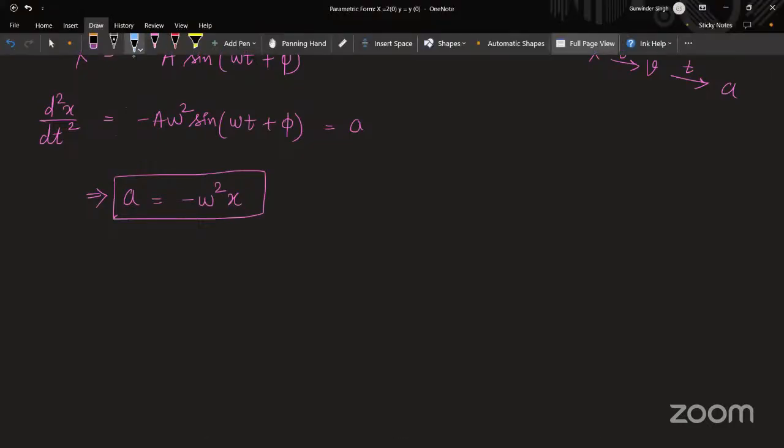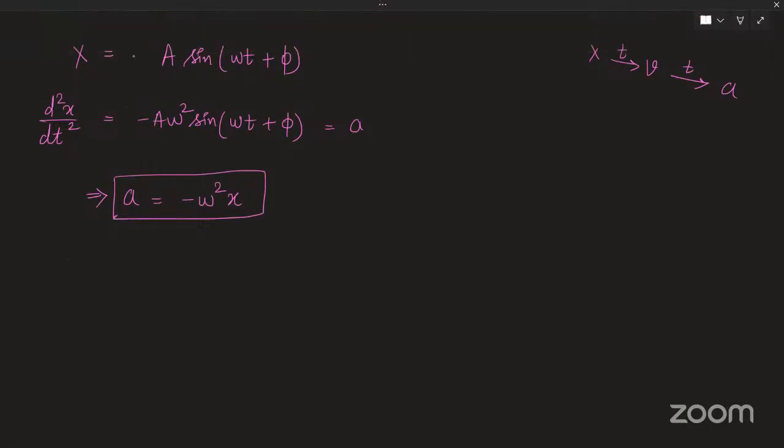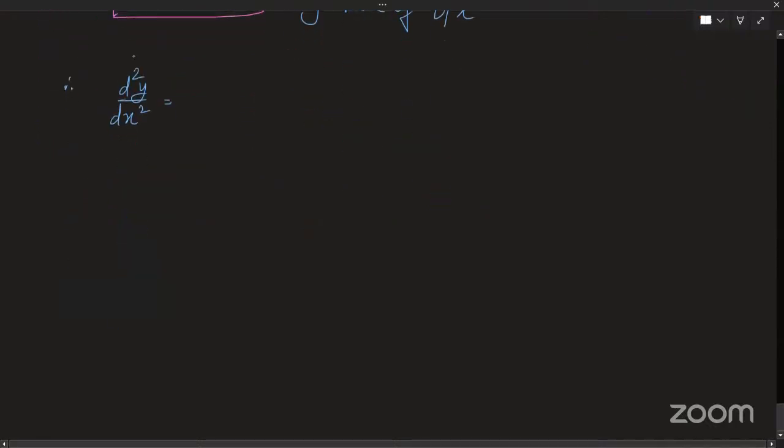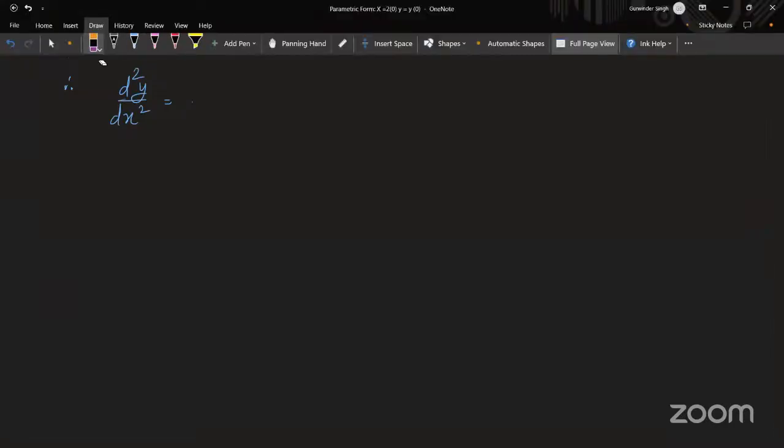Can you see it? At any value of x, or you can say any value of t. In other words, whenever you get an equation like this, you can just take this omega square out on this side.